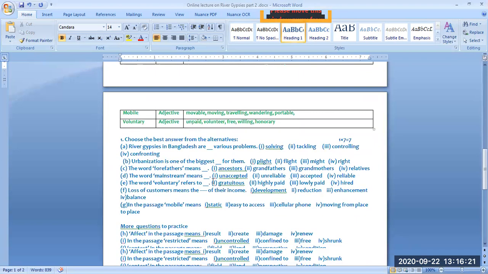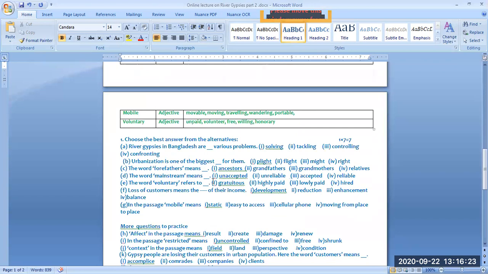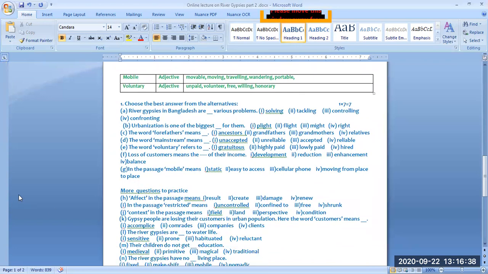Okay. Mobile is used actually as an adjective, and the correct synonym may be movable or moving or traveling. Voluntary is used as an adjective. The correct synonym may be unpaid or volunteer or free or willing, honorary, without any payment actually.